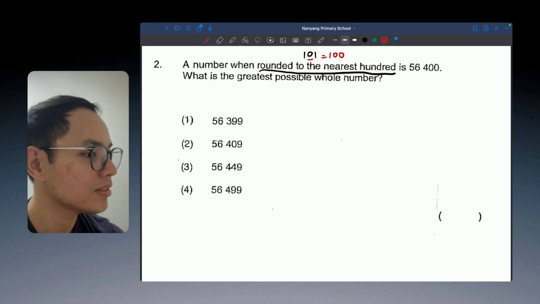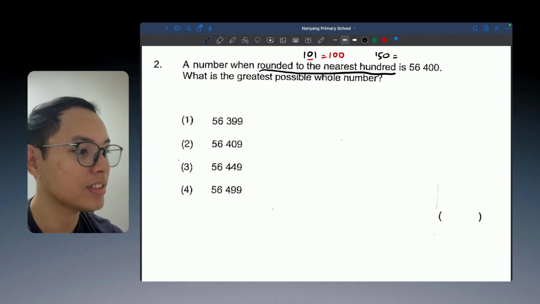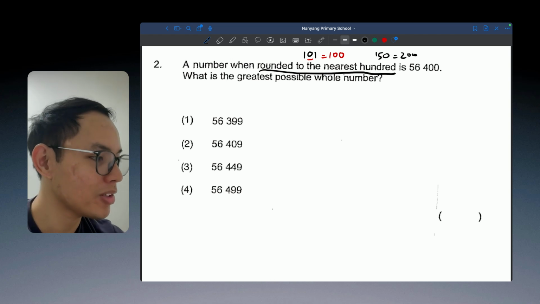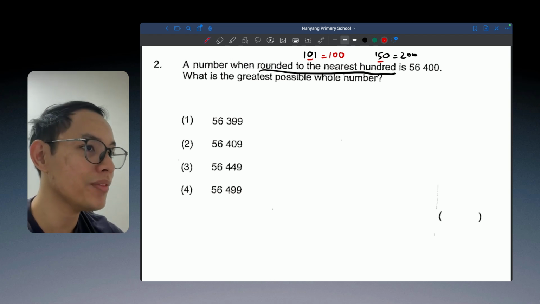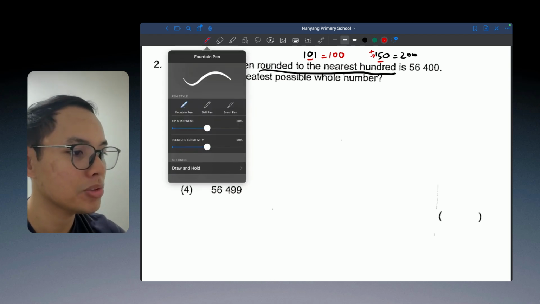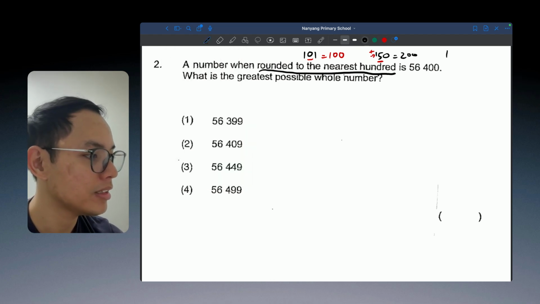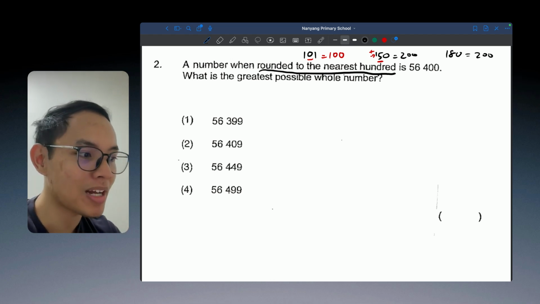Okay, what about 150? If I round to the nearest 100, what will the answer be? If you answer 200, then you are right, because the number 5 over here is 5 or more. If it is 5 or more, you round up, which is plus 1 to your hundreds place digit, giving 200. The same goes if I put 180, it should be 200. So if you know this, then it is the first step to answering this question.